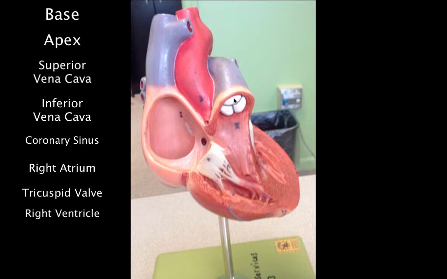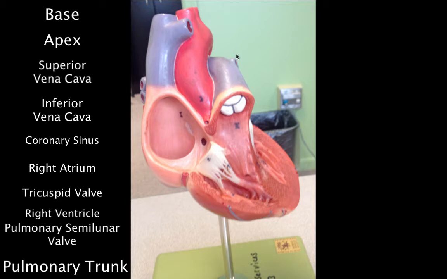Name these valves right here. Those are going to be the pulmonary semilunar valves. Name this vessel right here. This is going to be the pulmonary trunk. And then we can see part of it right here, as well as the other side right here. What would these two vessels be? Okay, those are going to be the pulmonary arteries.